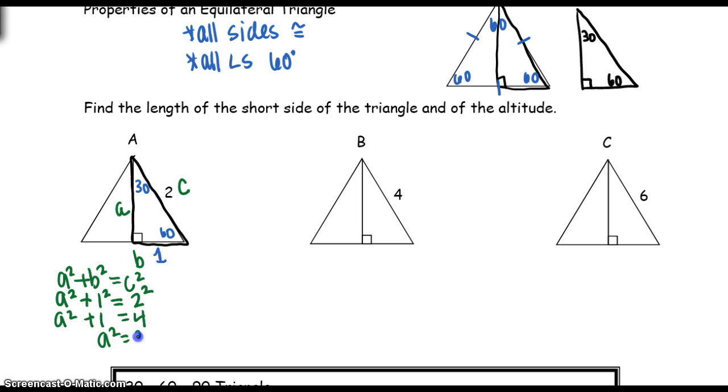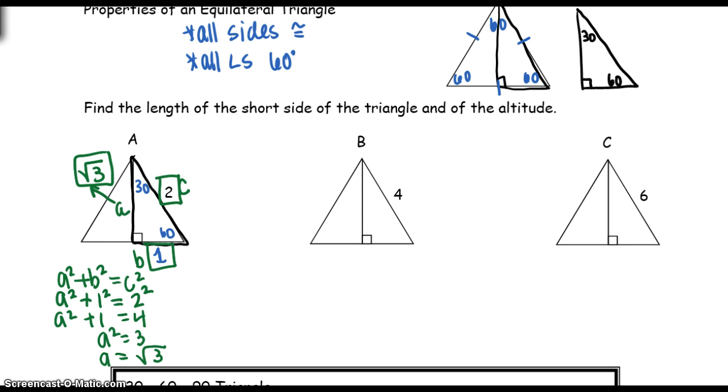A squared equals 3. And then to undo a square, we take the square root. And we're just going to leave it like that. Don't give me any decimals or anything. So this is square root 3. Okay? So we've got 1, 2, square root of 3.